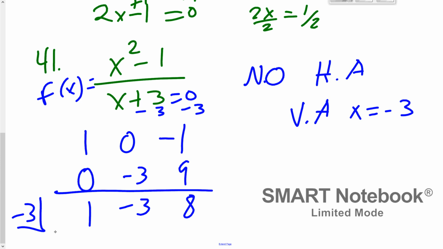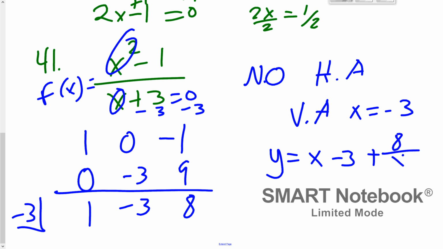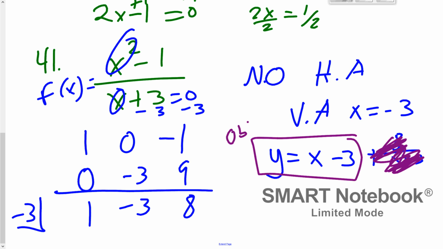Plug that in the box, run it through. Okay, so then write your quotient here, which is y equals x, just plain x, right? Because we're taking x squared and dividing that by x, so that's x, and then minus 3, and then plus your remainder over what you're dividing by. Now again, as we go to bigger and bigger x's, this is not going to matter. So our oblique asymptote is the linear equation y equals x minus 3, so that is oblique. I think there's an i before there. So there you go, there's the homework for you, all done for you. Okay.